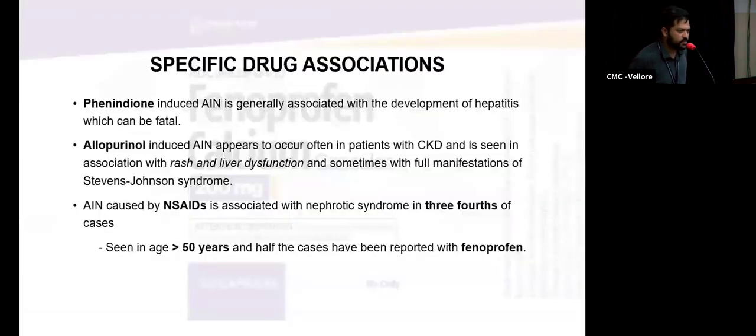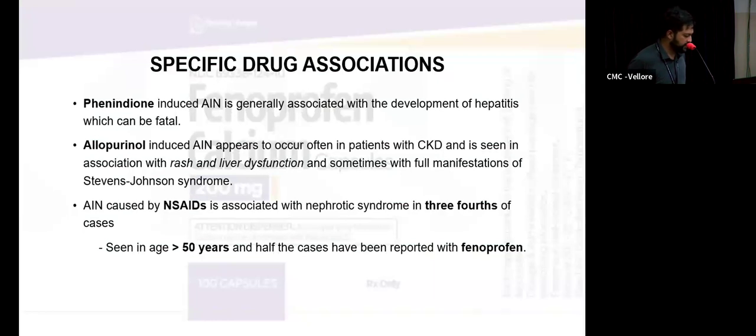So, specific drug associations. As we have evolved in the topic of acute interstitial nephritis, there have been prototypical drugs which have been important along the way, especially phenindione. Although we may not be using it regularly now, that was associated with the development of hepatitis, which can be fatal. Allopurinol also induces AIN, which appears to occur predominantly in patients with CKD and is associated with liver involvement and rash with manifestations of Stevens-Johnson syndrome.